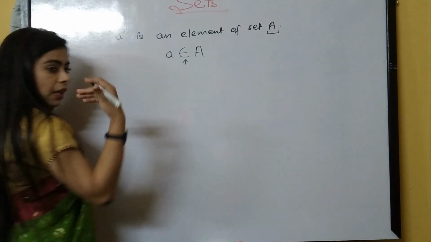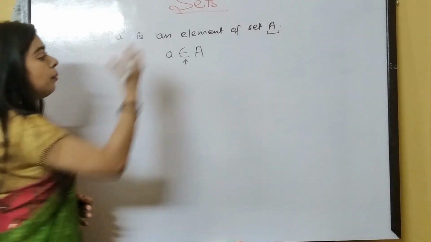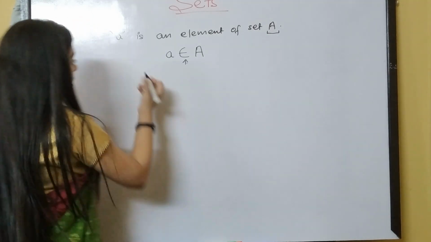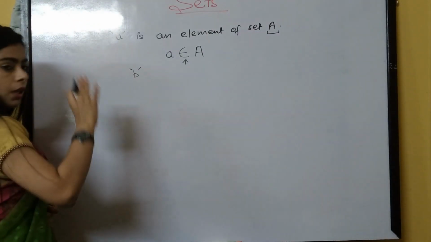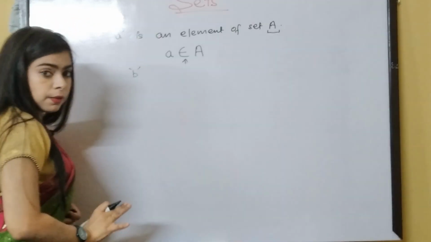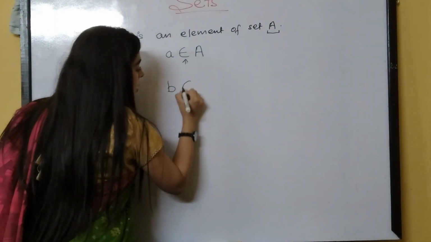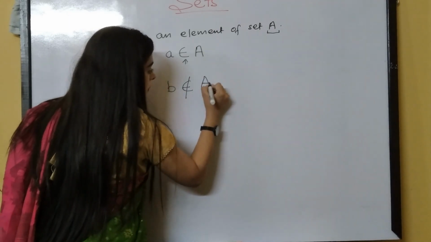Now, suppose there is an object which does not belong to this set, so how do we represent that? So, let b be an element which is not present in this set. How do we represent that? We write b does not belong to A. So, this is how we represent it.